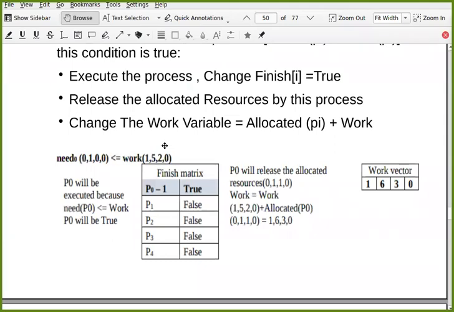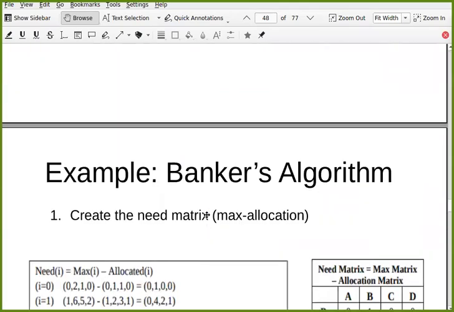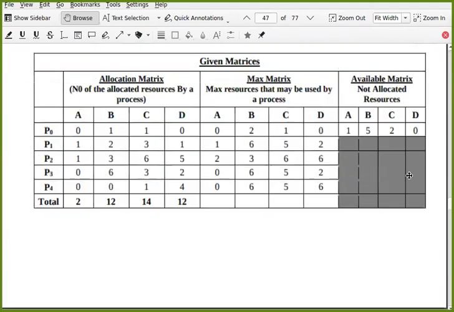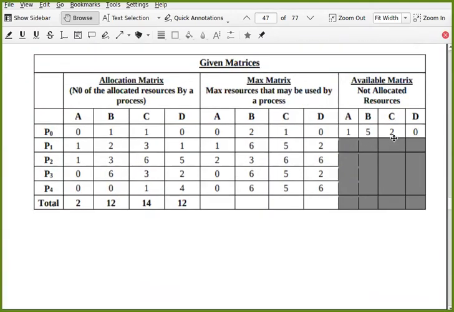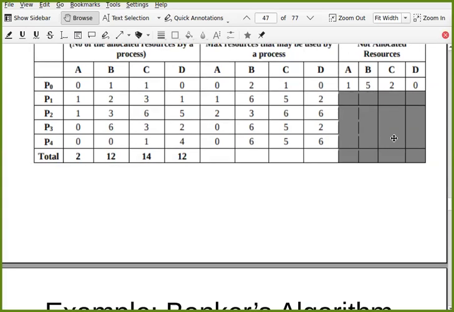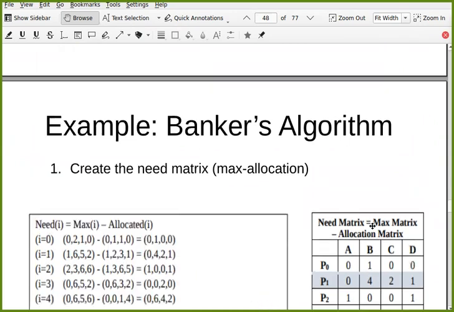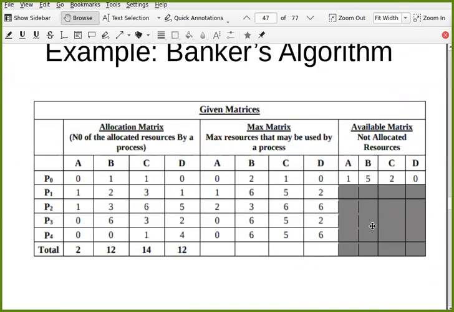Now, what is the requirement of P0? What is the requirement of P0? 0100. Can I complete this requirement with the help of this available matrix? What is the requirement? 0100. I require only one resource of type B for P0 to complete. Can I complete that with this? Yes or no?